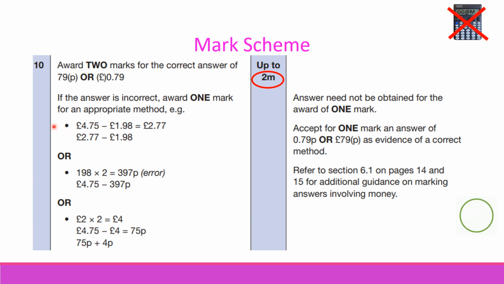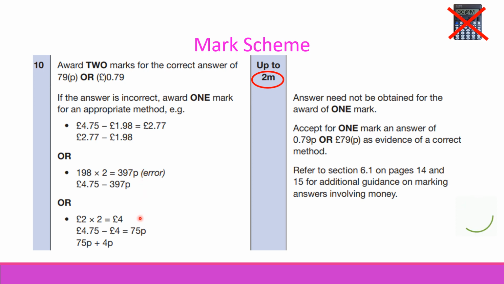So either doing £4.75, take away £1.98, and then taking the £1.98 away again, or doing the £1.98 or 198 pence times by 2. So doubling it, then taking that from the £4.75. You are allowed to get an error mark for working in pounds and pence incorrectly.